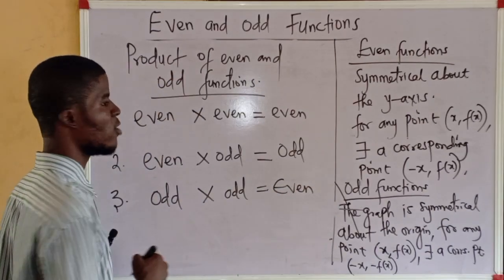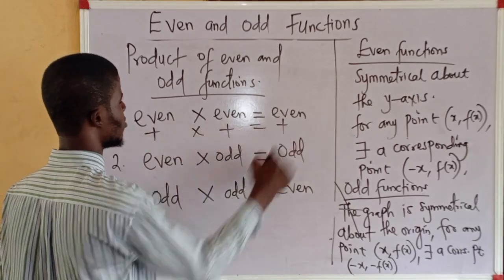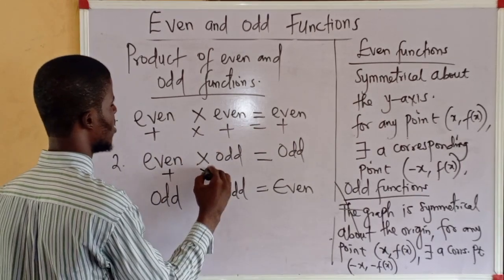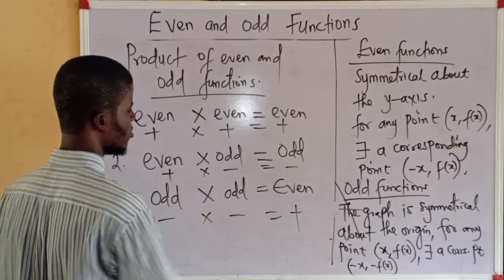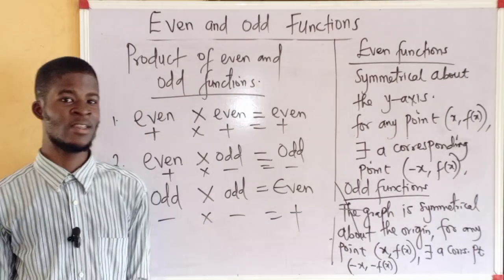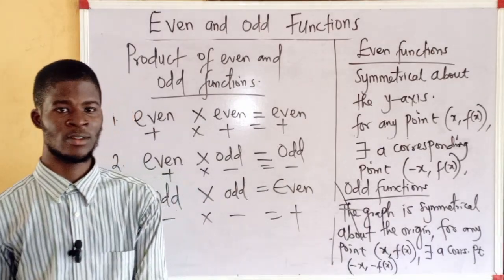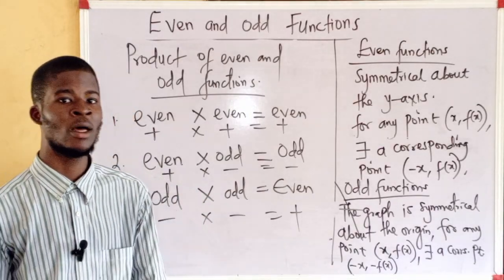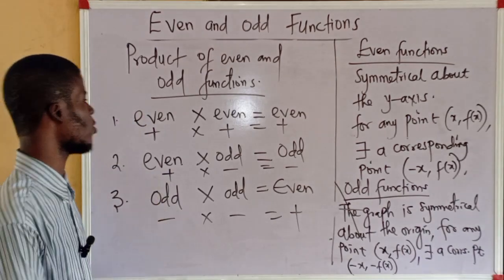It's just like in our normal arithmetic. When we say plus times plus equal to plus. Plus times minus equal to minus. Minus times minus equal to plus. It's similar to this idea, okay? Functions and numbers are not the same. Take note of that. Functions are different from normal numbers. Okay, so this is it for product of even and odd functions.